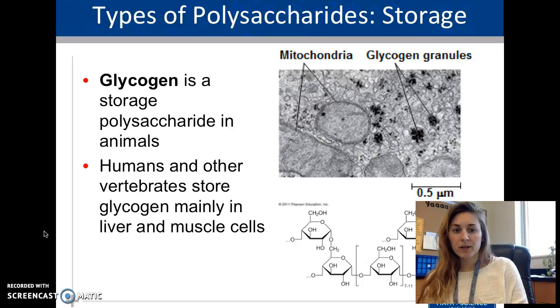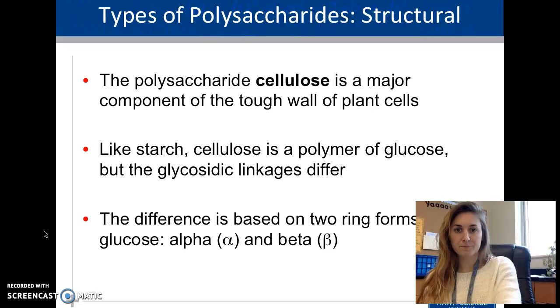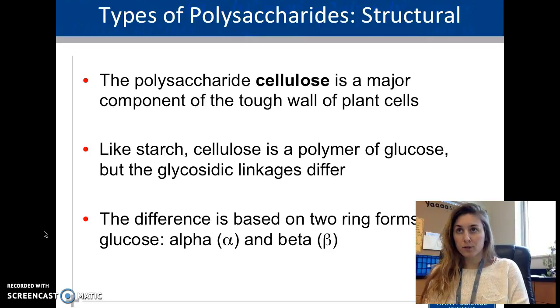Glycogen is another one. This is mostly in the liver and in the muscle cells. So glycogen is the type of energy that you would get from eating meat. Again, it's just a long chain of monosaccharides. Structural polysaccharides are not used to have energy. They are used to provide support.